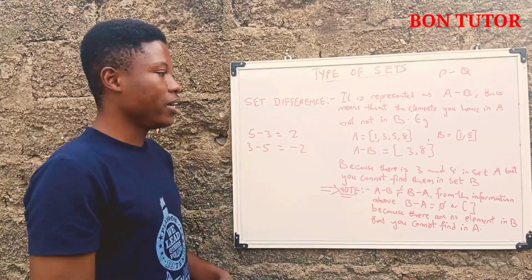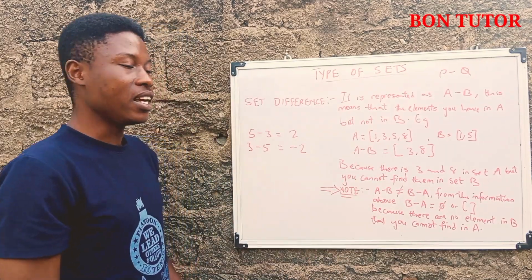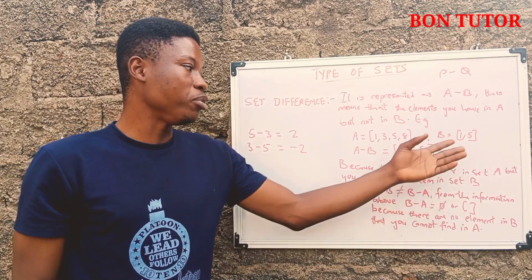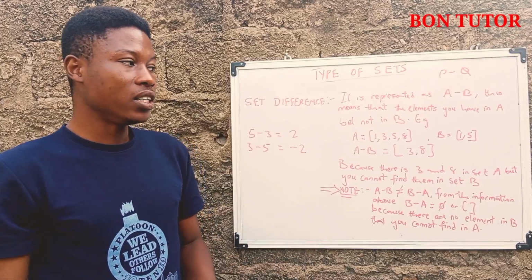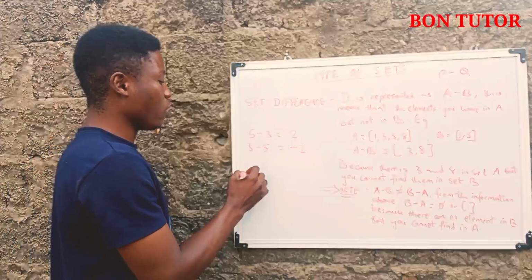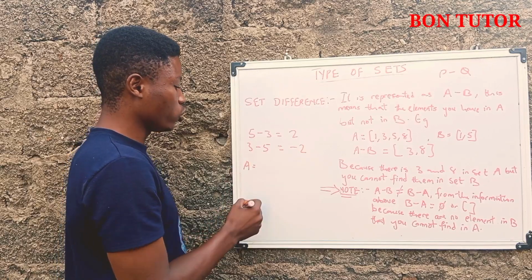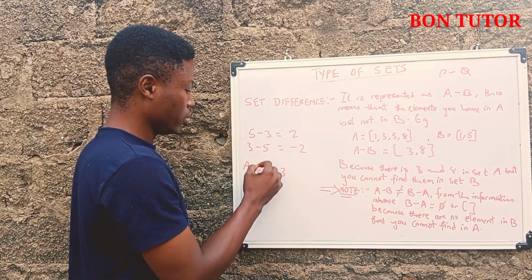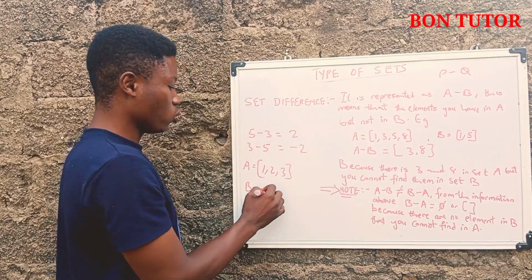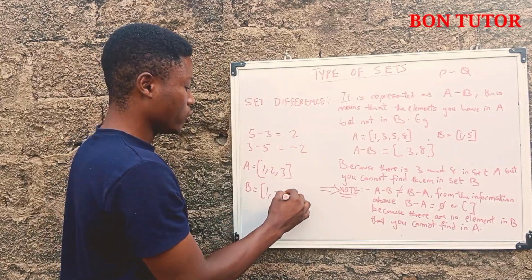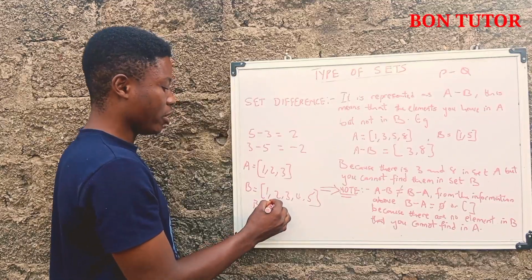Why? All the elements you have in set B, you also have in set A. That means there are no elements that you can find in B but can't find in A. Because of that, your answer will be a null set. But let's take, for example, A equals {1, 2, 3}, and B equals {1, 2, 3, 4, 5}, and then I ask you B minus A.